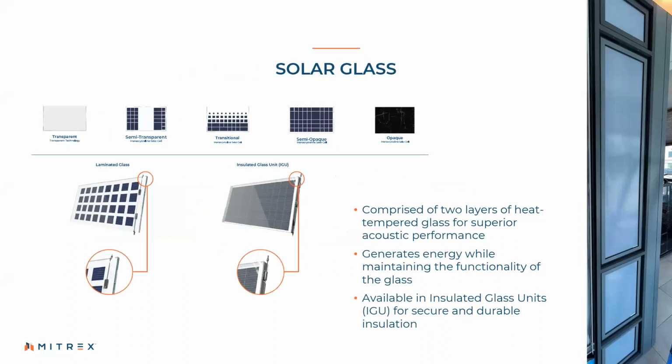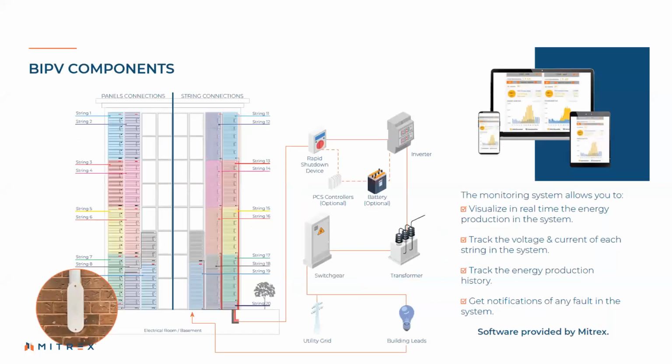Solar glass as well, two layers of heat tempered glass, laminated together in various patterns, generates energy while maintaining the functionality of the glass. So whether it's in an IGU or whether it is integrated into a spandrel panel, there are a lot of ways to integrate this technology into the design of a building.